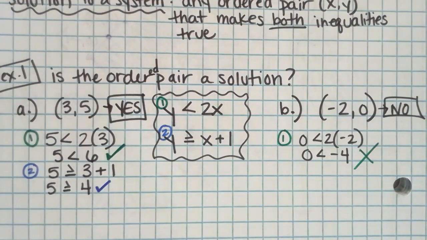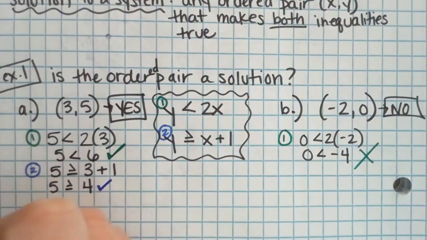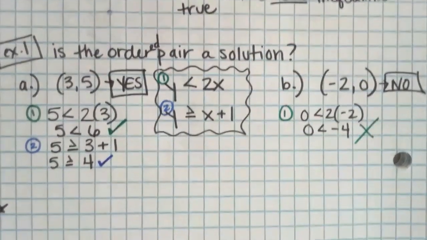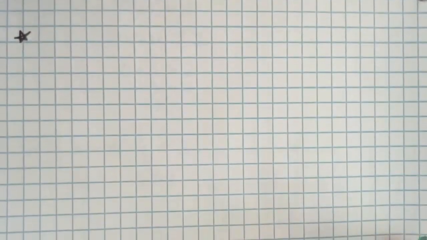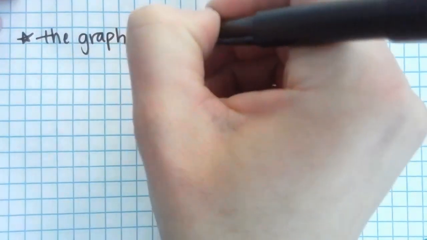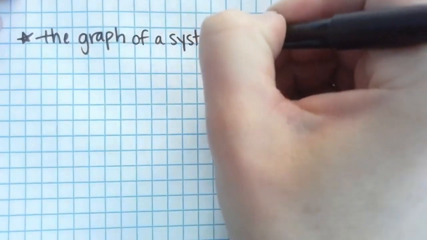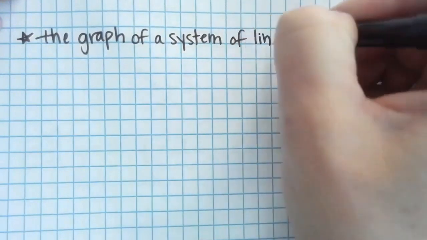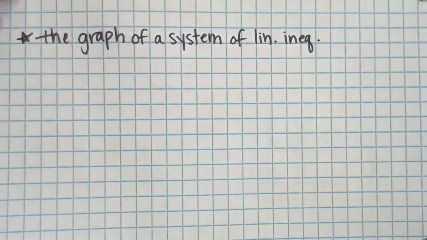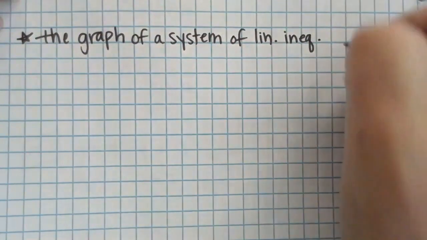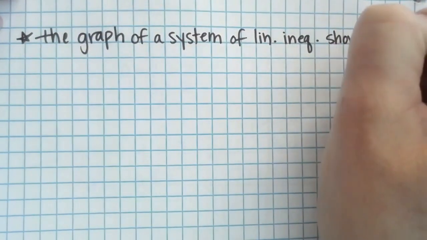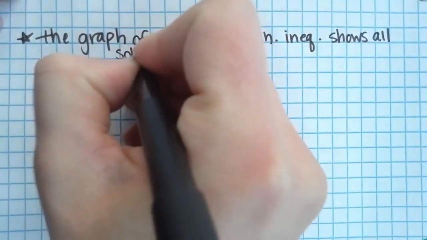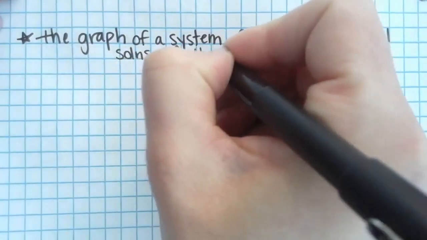All right. Let's talk about graphing these. All right, the graph of a system of linear inequalities shows all solutions of the system.